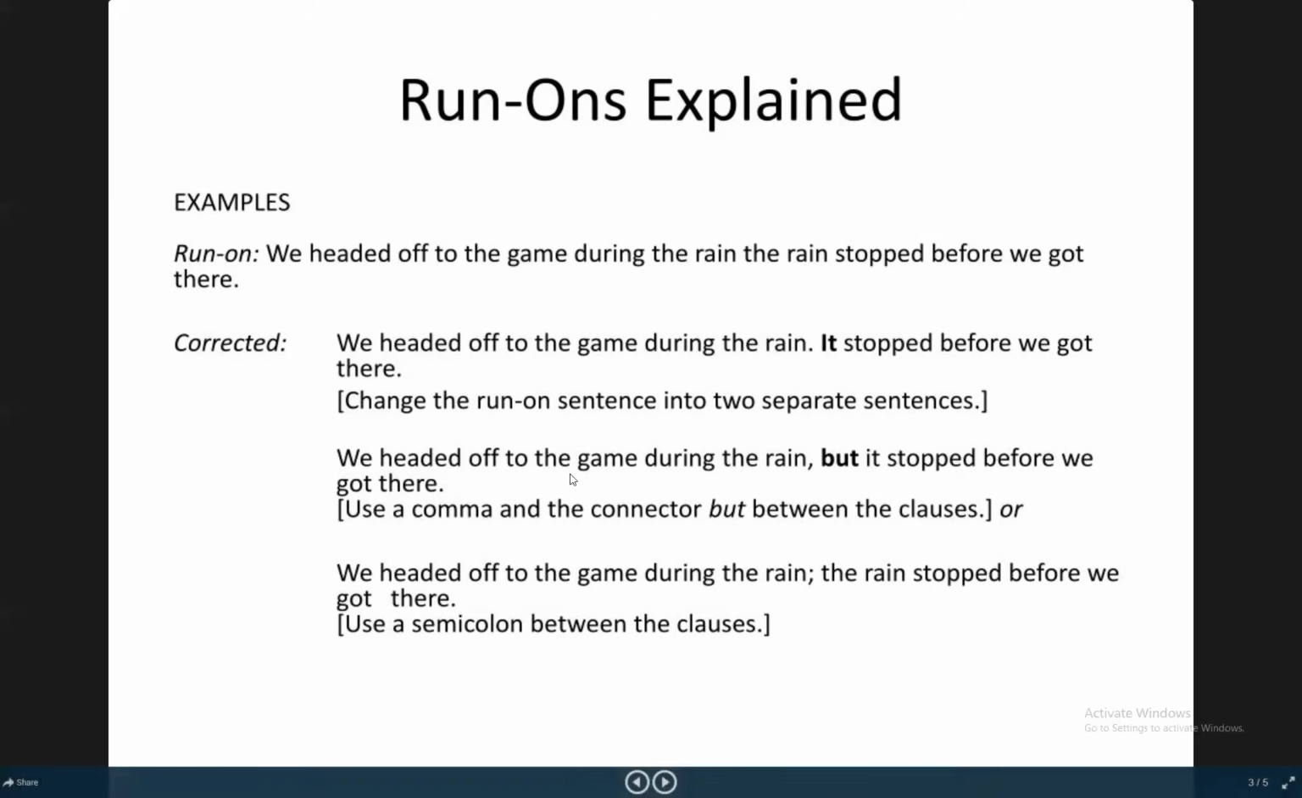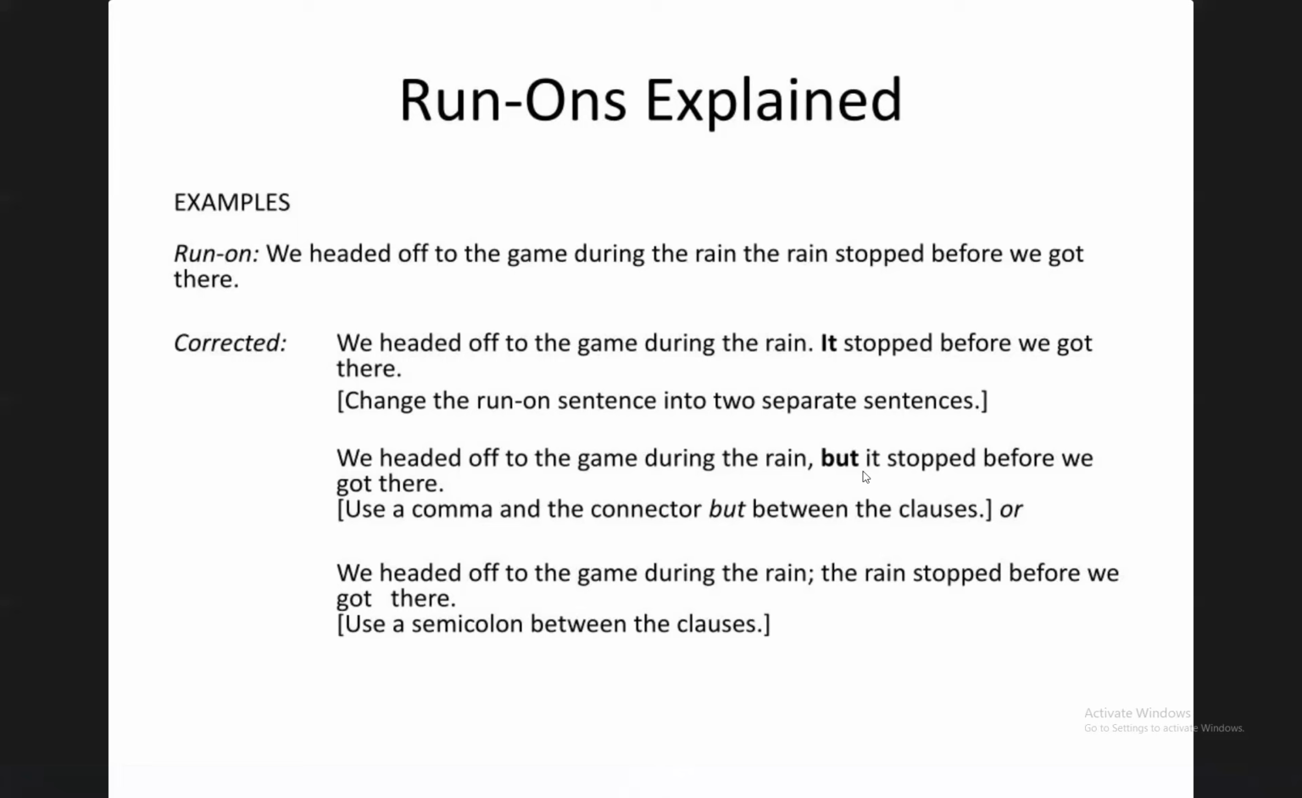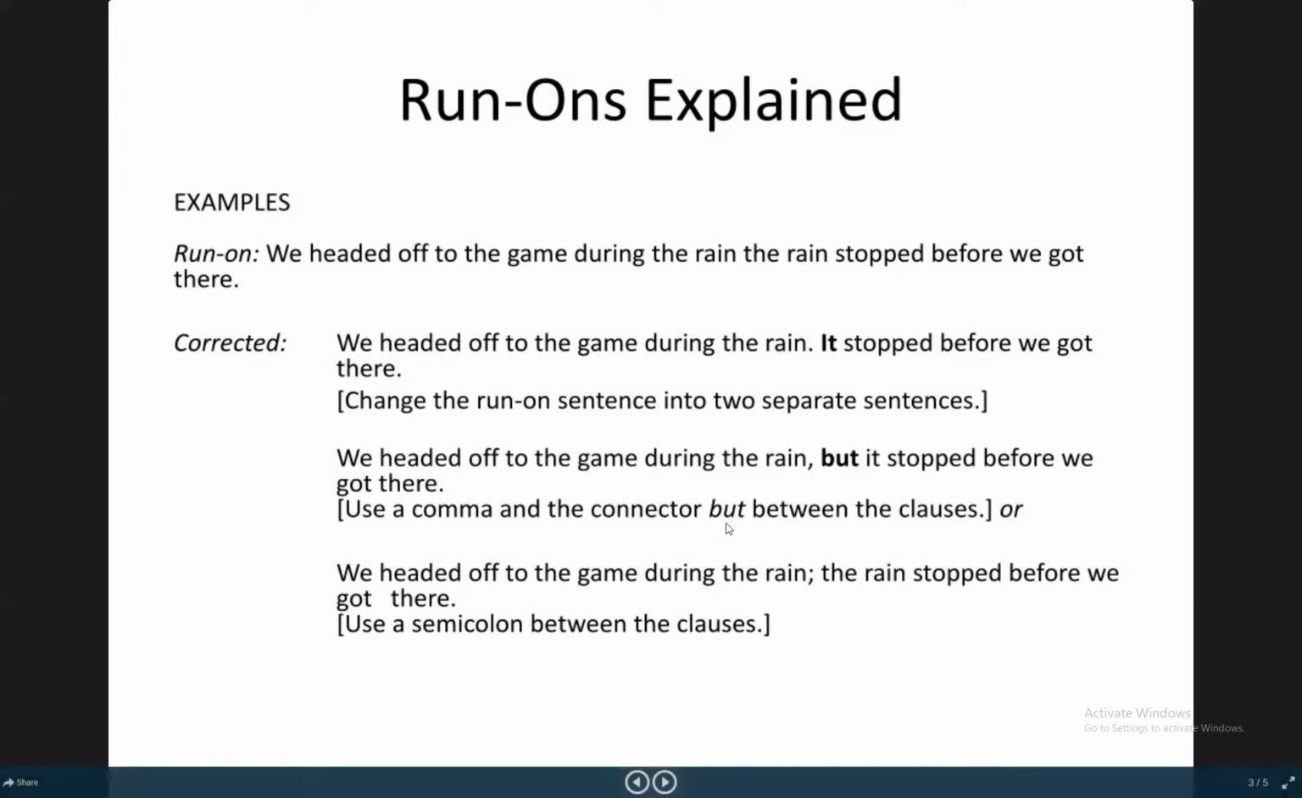Another way: we headed off to the game during the rain, comma, but it stopped before we got there. Now, this is another way, where we use a comma and a coordinating conjunction, but over there, and that's how we separate these two clauses. And technically, of course, we have corrected this run-on one more time.